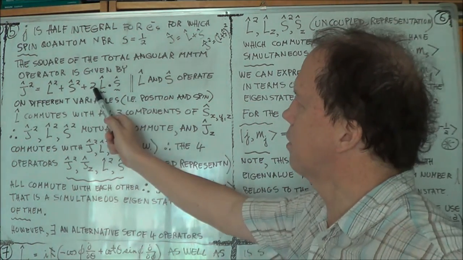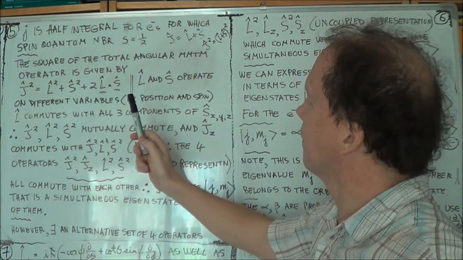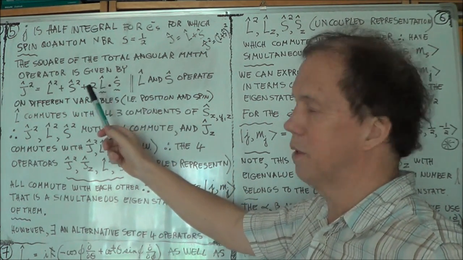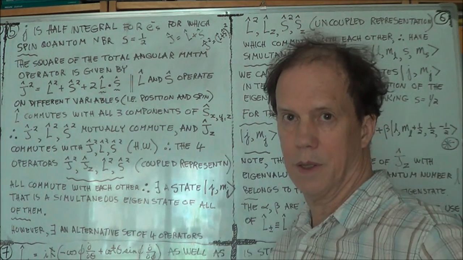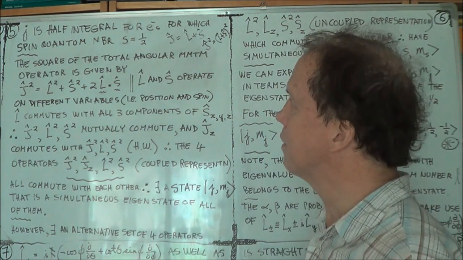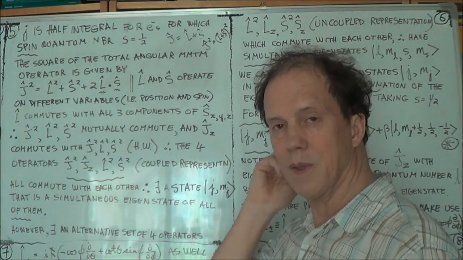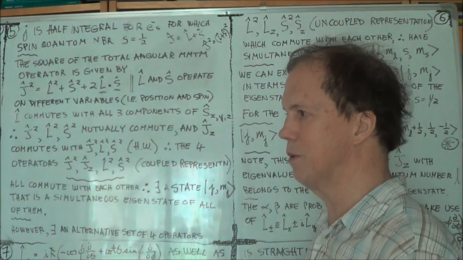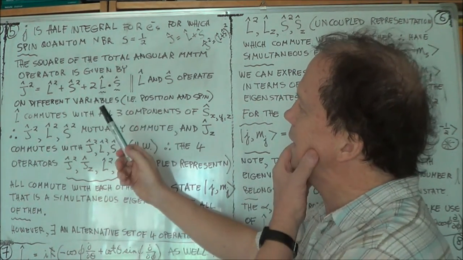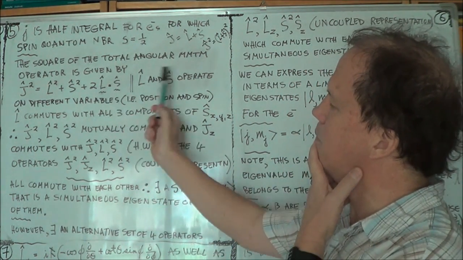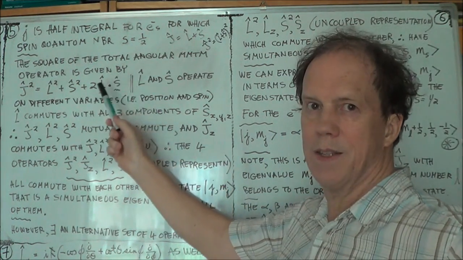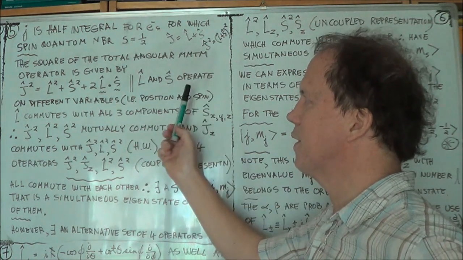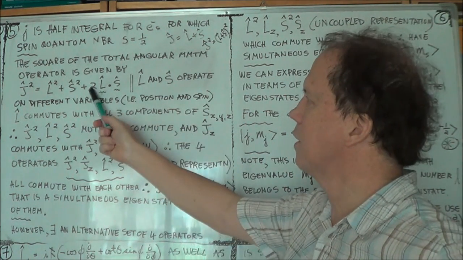Now, why the two? Because what L hat operates on and what S hat operates on are different things, so they don't influence each other, and therefore they commute. The order of applying them doesn't matter. So in one case you got an LS and in another an SL, but they commute, hence you get two of this form.